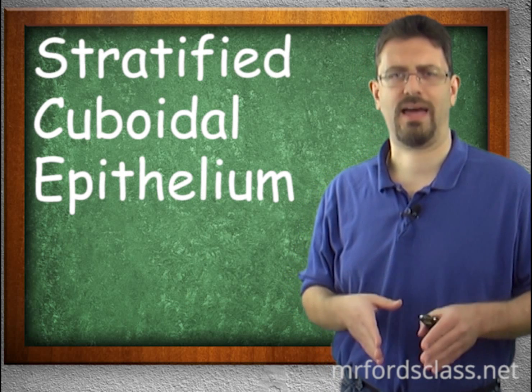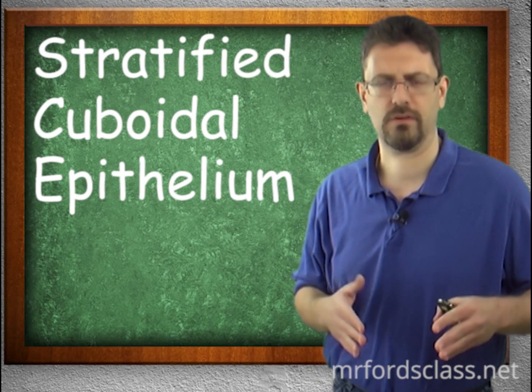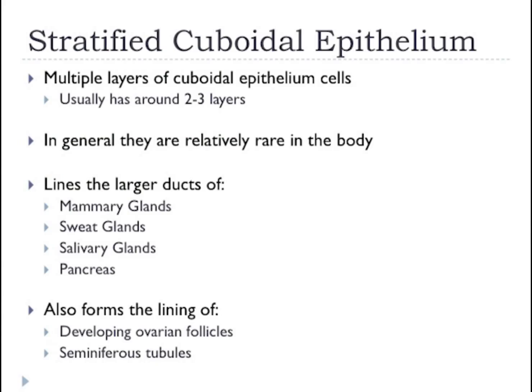Then we have stratified cuboidal epithelial tissue. So we're looking at multiple layers of cube-shaped cells. In general, they're relatively rare in the body. They line the larger ducts of the mammary glands, the sweat glands, the salivary glands, and the pancreas. They also form the lining of developing ovarian follicles and seminiferous tubules.